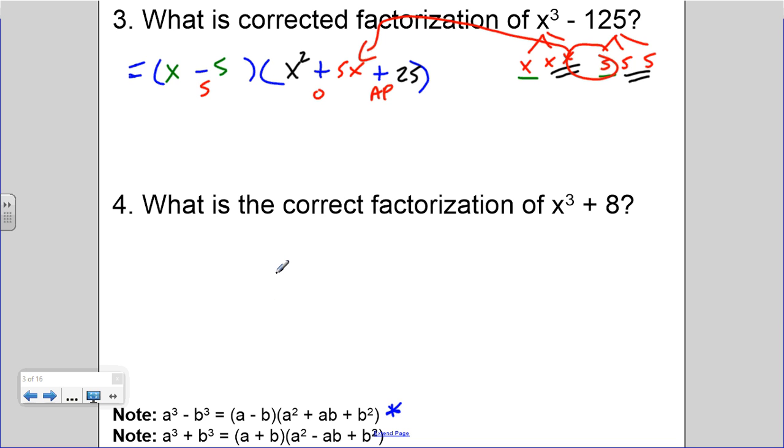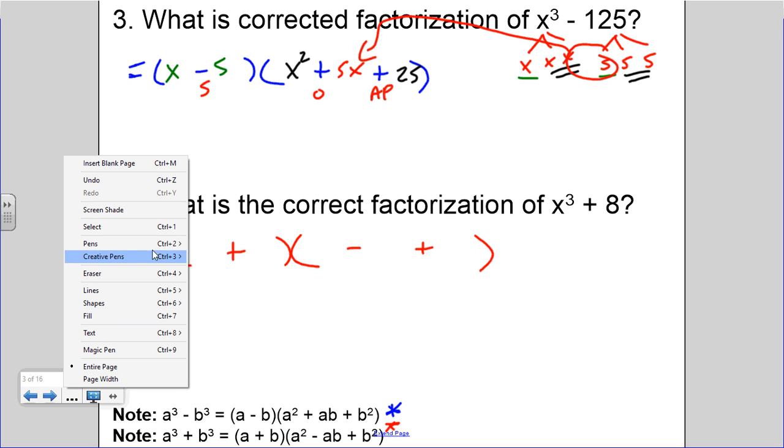On number 4, we have the sum of cubes. So we're going to use the second formula right here. So again, I need a little parentheses and I need a big parentheses. In the little parentheses, it's going to have the same sign, so a plus sign. In the big parentheses, we're going to see the opposite sign first and then always positive second. SOAP, SOAP, SOAP. Use SOAP.